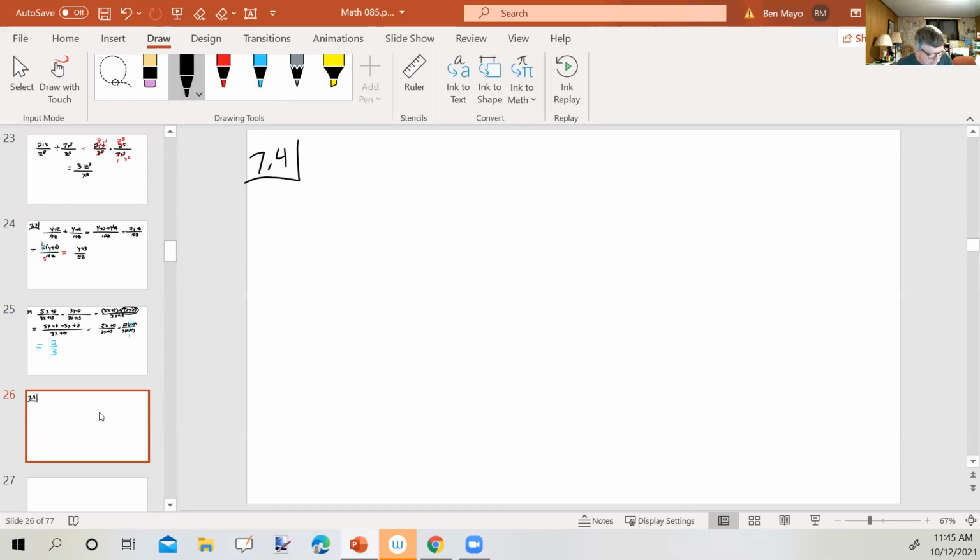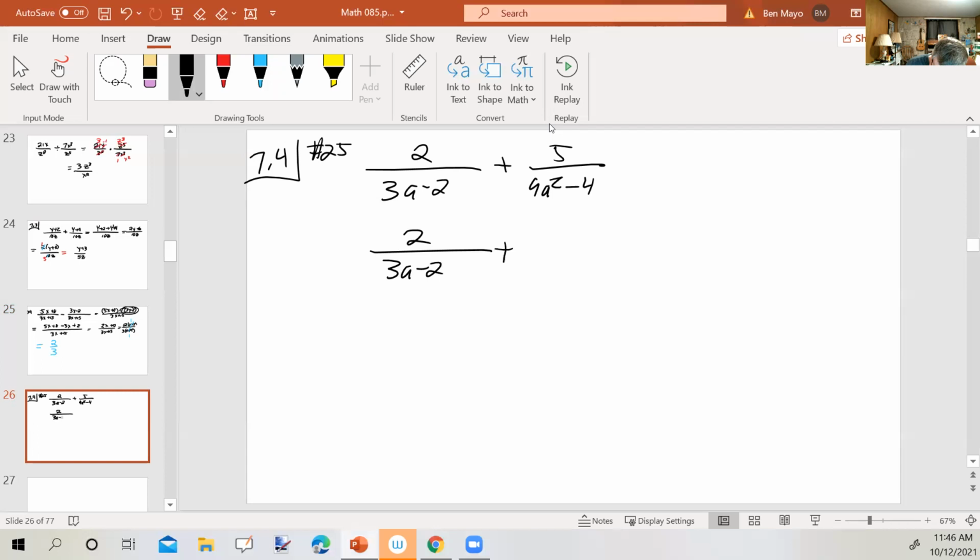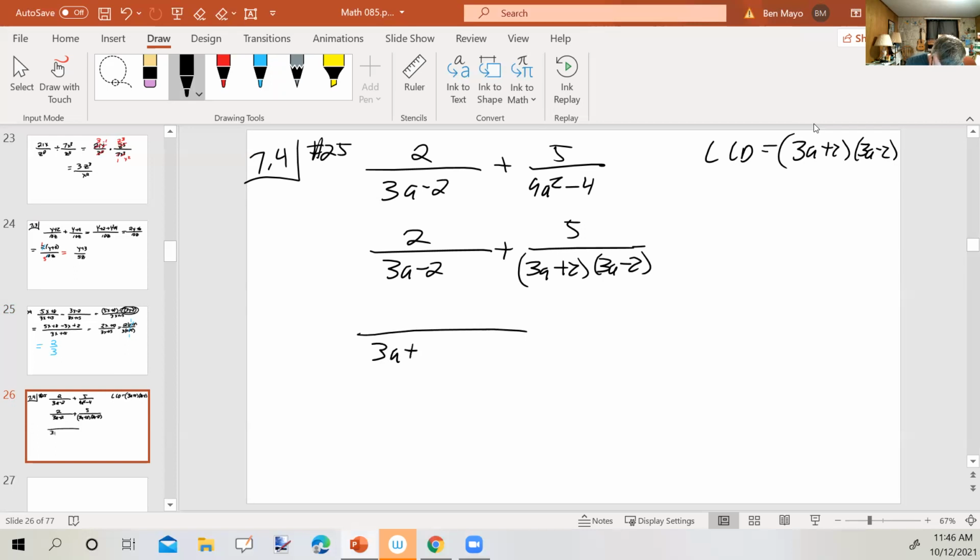7.4 was adding and subtracting with unlike denominators. So let's say we've got something like this: 2 over 3a minus 2 plus 5 over 9a squared minus 4. Well, the first denominator doesn't factor further. The second denominator is the difference of two squares. So then our LCD becomes (3a plus 2) times (3a minus 2). So we need to get to here.